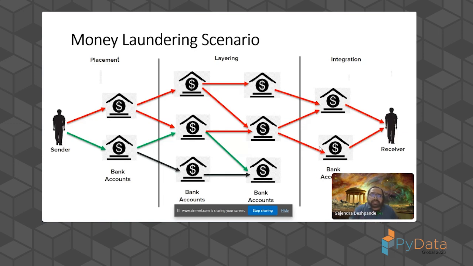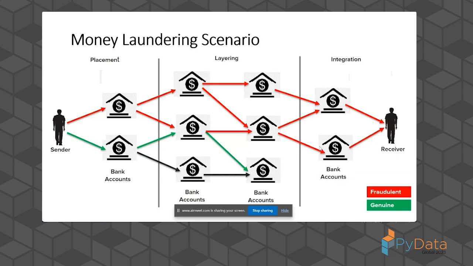This slide shows how money laundering happens. This is basically concentrating on structuring or smurfing. There are 3 layers. One is placement, second one is layering, and third one is integration. In the placement stage, the sender divides the large money into small chunks and deposits it into multiple bank accounts.